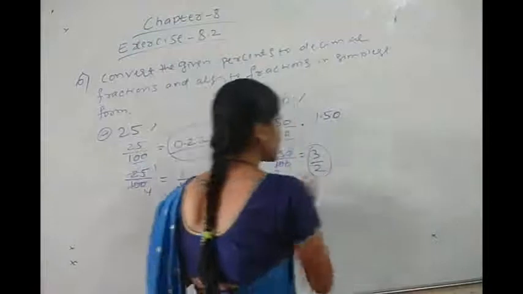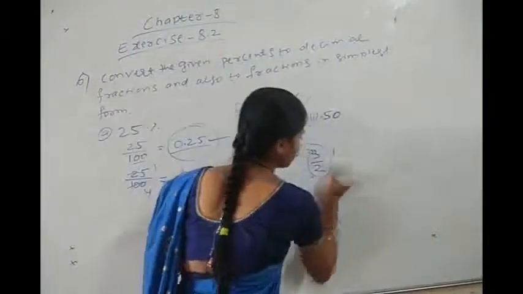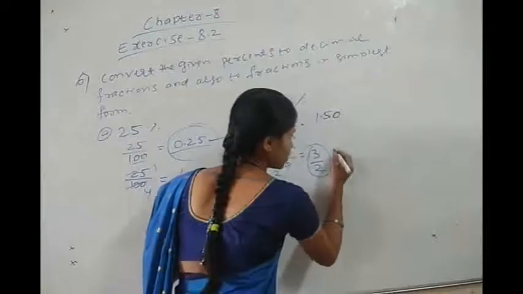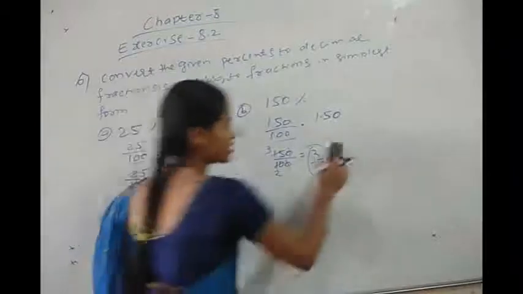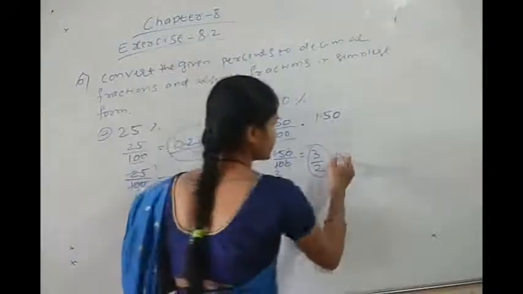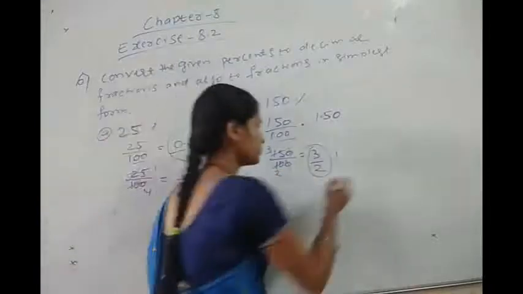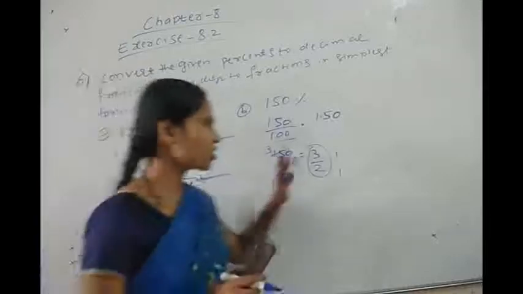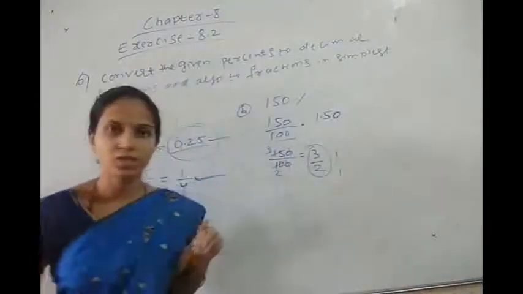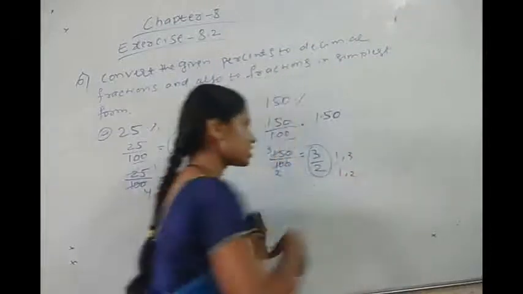We are having 3 by 2. Now write the factors of 3. Sorry, not fractions, factors. Factors of 3 is 1. Factor of 2 is 1 only. Except 1, we are not having any factors of 3. You can write 3 also, because 3 ones are 3. Here also 2 ones are 2.